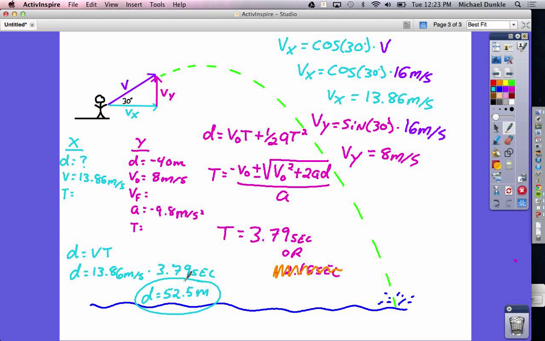So, just in quick recap, we drew our picture. We then went to our x and y stuff, wrote down the numbers we knew. We had to find our x and y velocities using our right triangle geometry. We found time in the y direction using the quadratic equation, used our time to find distance by plugging into our x equation. And that's the throwing rocks problem from the notes.